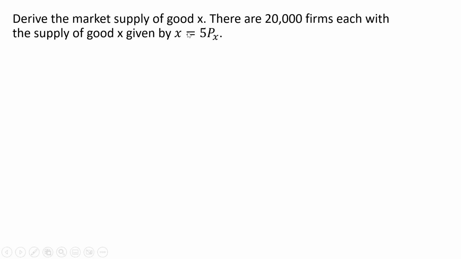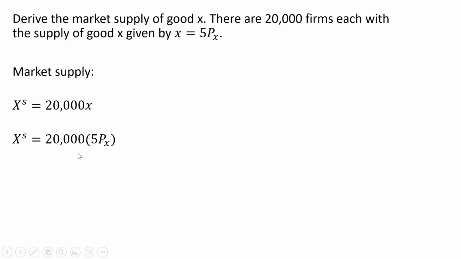To get the market supply of good X, we know there are 20,000 firms. Each has an individual supply given by X equals 5 times the price of good X. So the market supply is just going to be 20,000 times lowercase x, where lowercase x is 5 times the price of good X. Making that substitution, the market supply for good X here is going to be 100,000 times the price of good X.